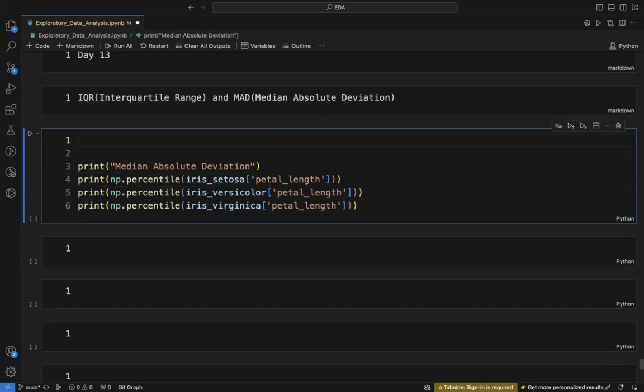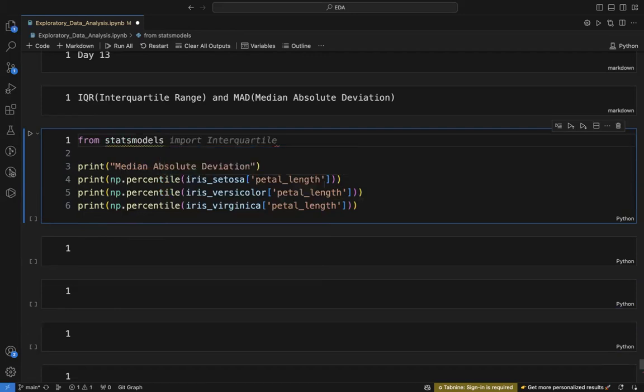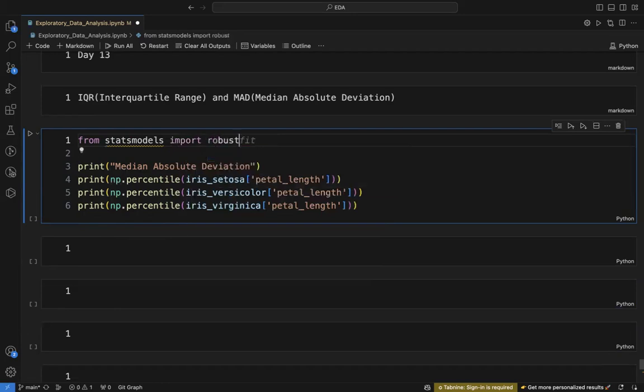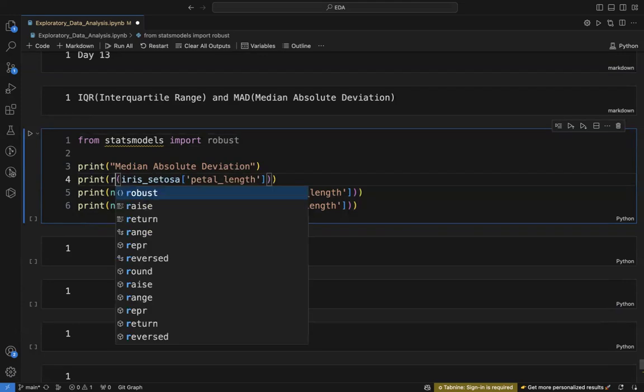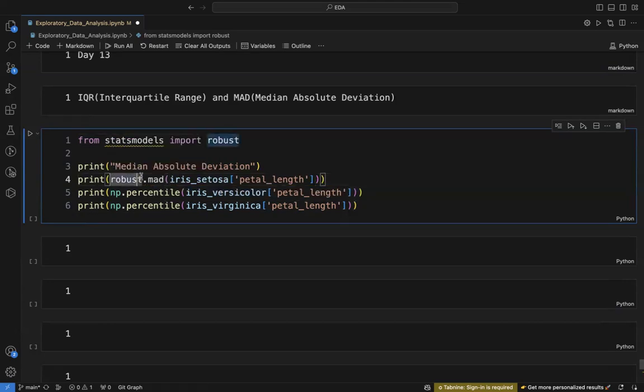Let me first add it: from statsmodels import robust. Fine. I will explain why I have done this. Thereafter, let's remove this np.percentile. In its place, let's write robust.mad. And let's copy this robust.mad and paste it here also.